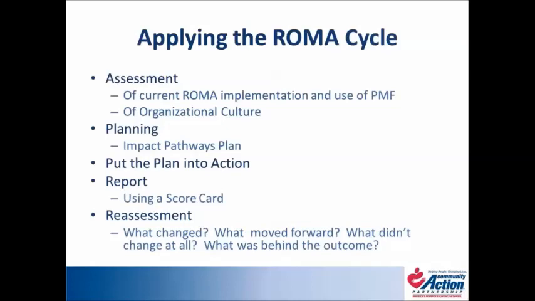Then we report using a scorecard. So we want to know how much change that we have been able to have through the plan that we've put into place, and use this agency-wide scorecard type process. And then we want to make sure we always look back at reassessment. So we want to look back at our previous cycle and learn from it. We want to know what changed, what moved forward, what maybe didn't change, and then what was really behind the outcomes that we did achieve. And then that way we can apply those lessons as we go through the ROMA cycle again.